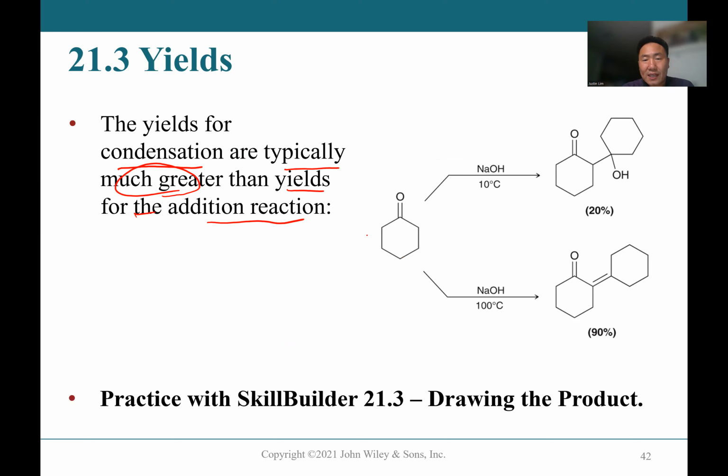When you use cyclohexanone and sodium hydroxide at 100 degrees Celsius, we can get 90% of the aldol condensation product. When you use cyclohexanone and sodium hydroxide at 10 degrees Celsius, you can get 20% of the aldol addition product.